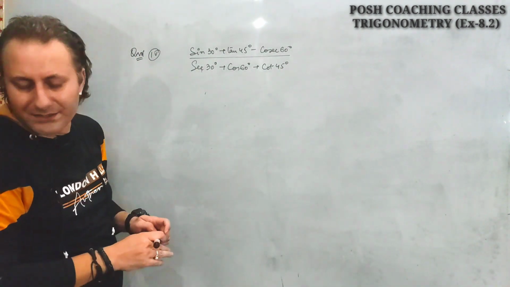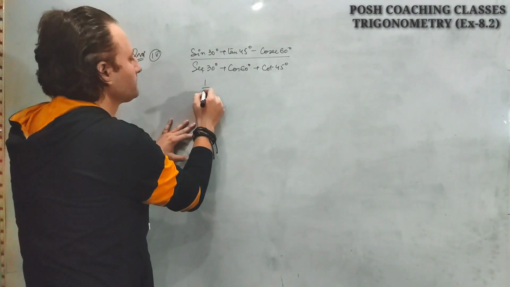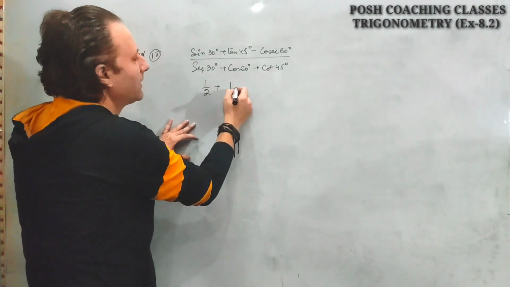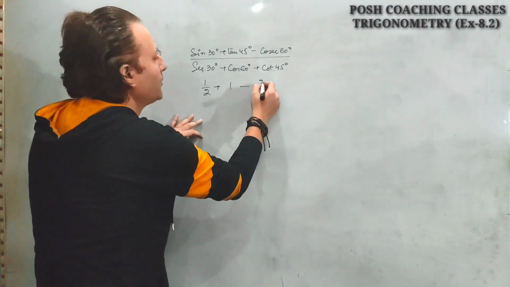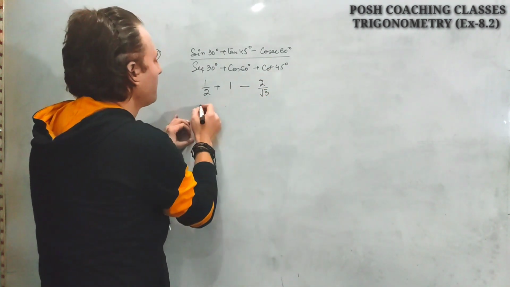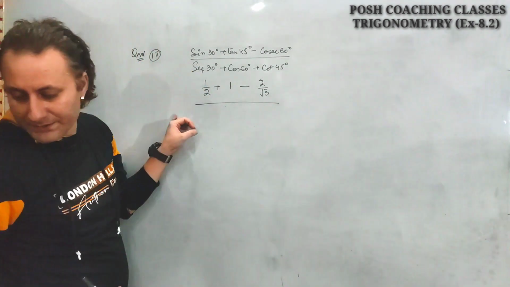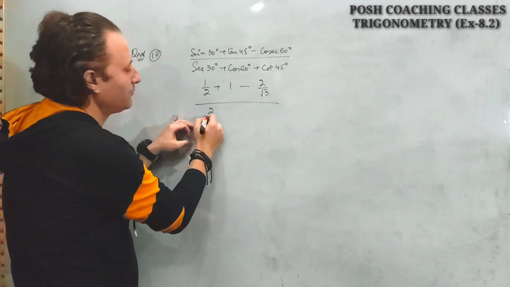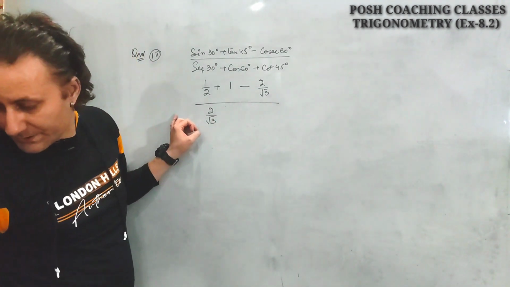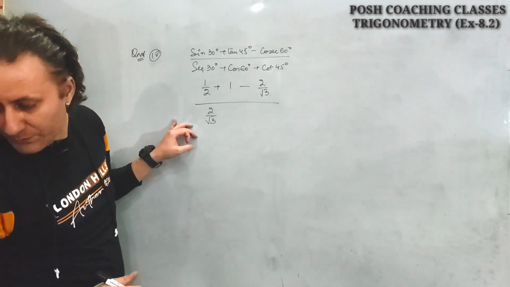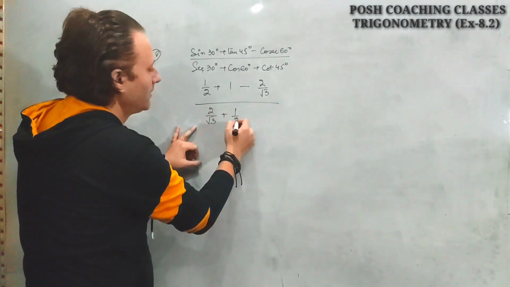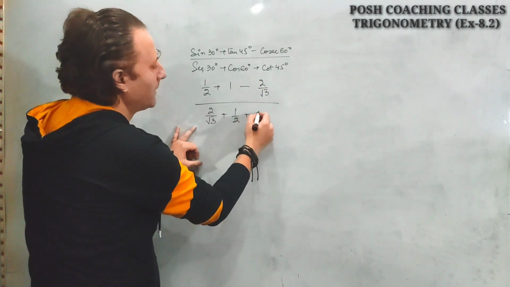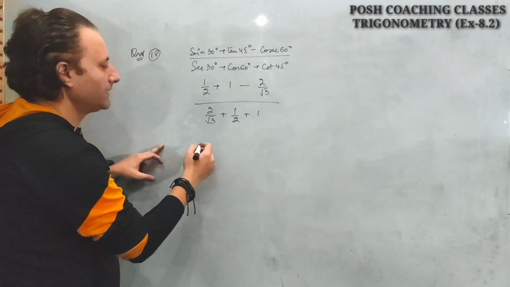So we have sine 30, that is 1 upon 2. Tan 45, that is 1. Cosec 60 is 2 upon under root 3. Whole divided by, we have sec 30, 2 upon under root 3. Sec 30, and then we have cos 60, that is 1 upon 2. And then we have cot 45, that is again 1. Let's take the LCM first.